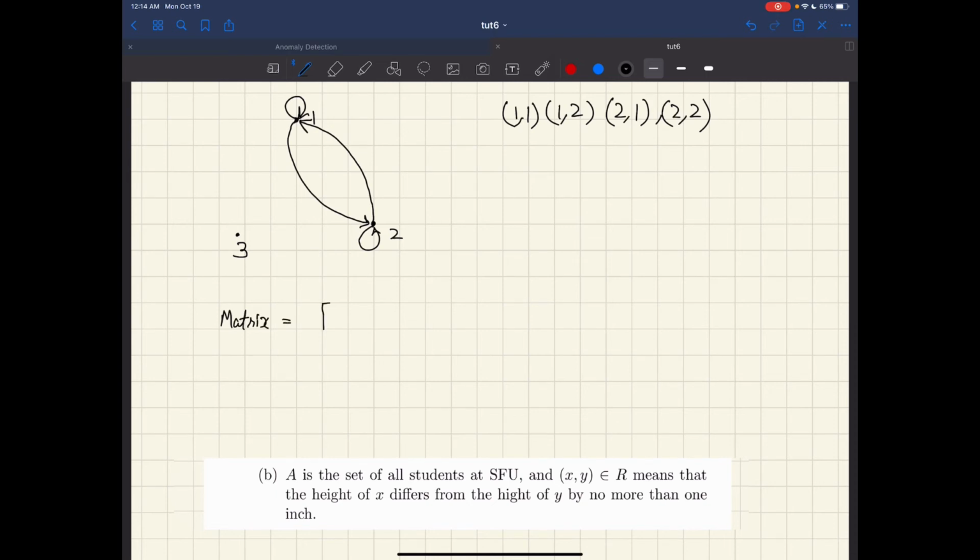Now for the matrix, it's the same. It's just we'll write 1 where we have a connection and write 0 where we don't. That's it.